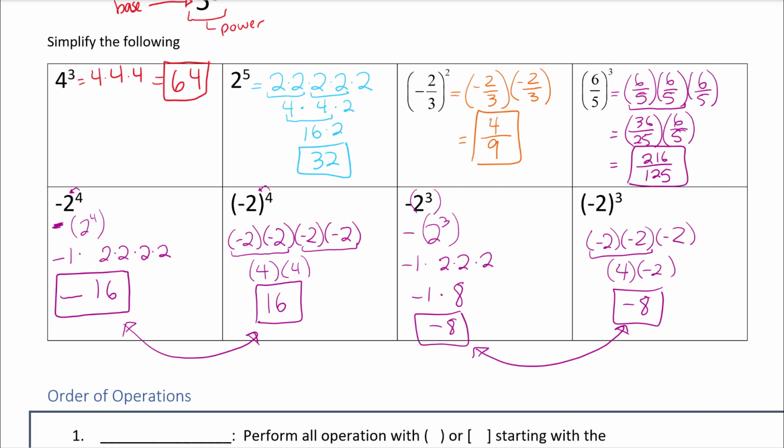So you just have to be really careful that you're applying the exponent to only the thing right behind it. If the parentheses is right behind it, you include the whole parentheses. If the 2 is right behind it, and not the negative, if just the 2, then you only cube the 2, then slap the negative on.